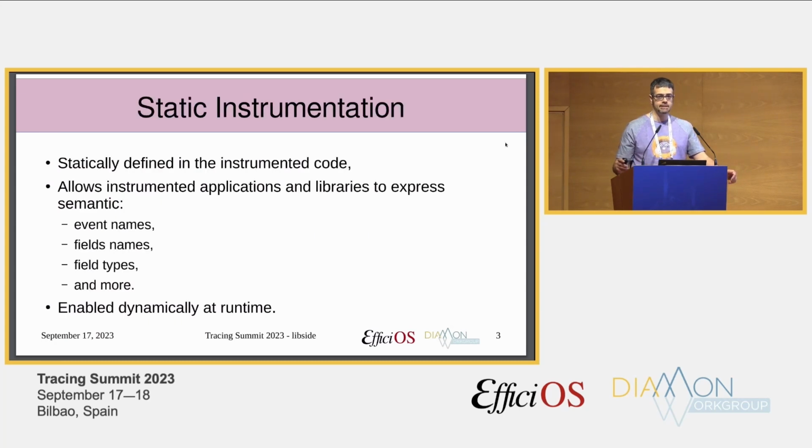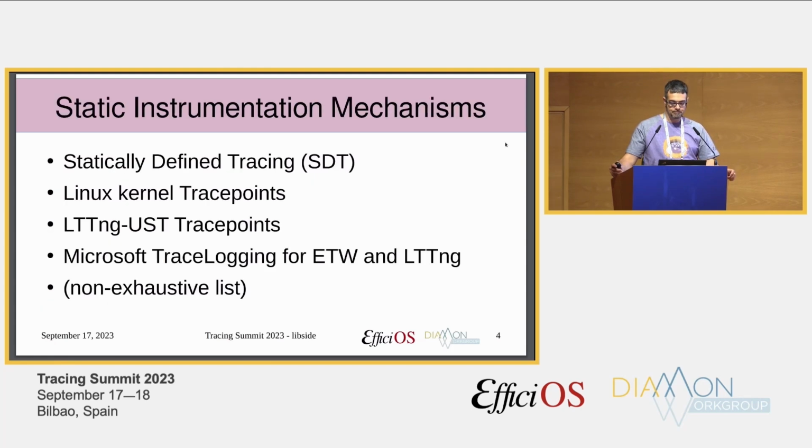So what is static instrumentation? Static instrumentation is statically defined within the instrumented code. So it's typically put there by the application developers or the library developers. It allows instrumented applications and libraries to express semantics, whether that can be event names, field types, and much more. Usually it can be enabled dynamically at runtime when needed.